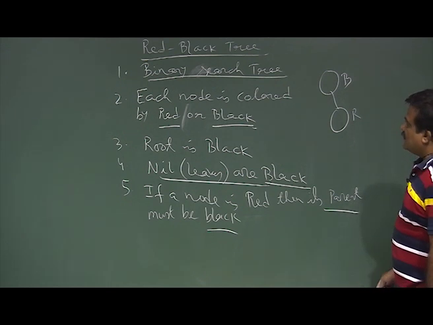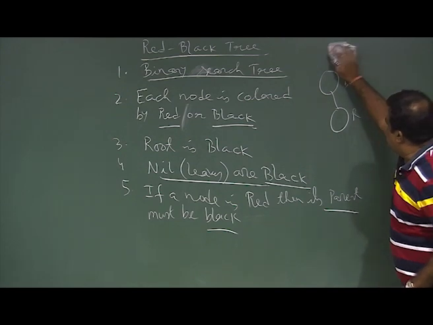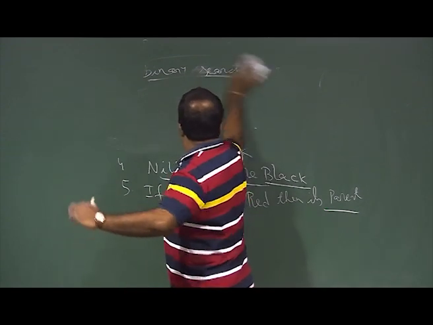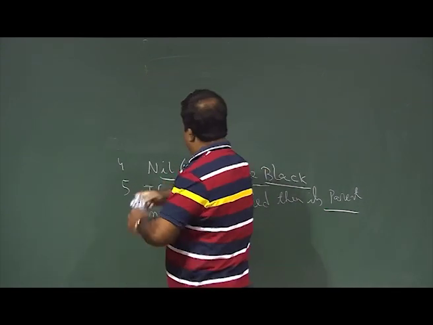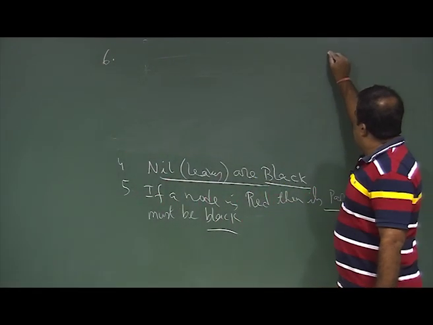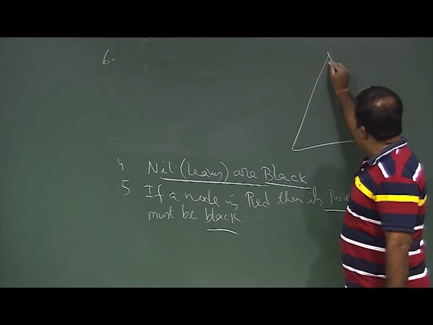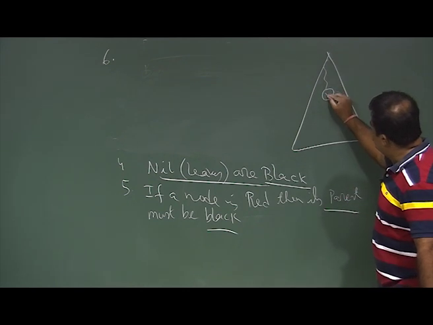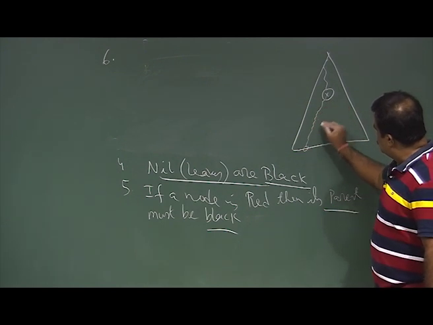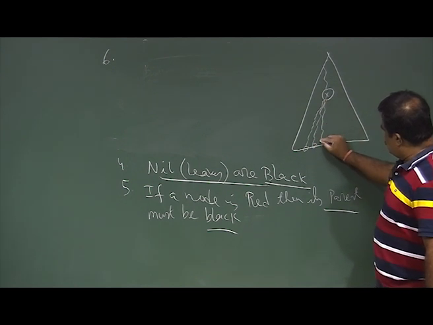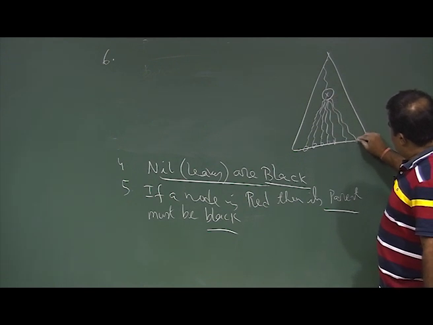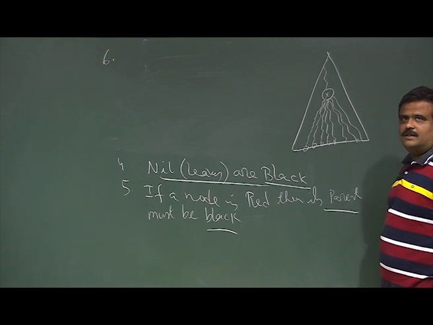And there is another very important property, which will give us the black height. So, this is the next property. It is telling basically, suppose this is our tree. Now, if you take a node, and from this node you visit all the paths from this node to the leaves, simple paths, so we are not considering the loop.